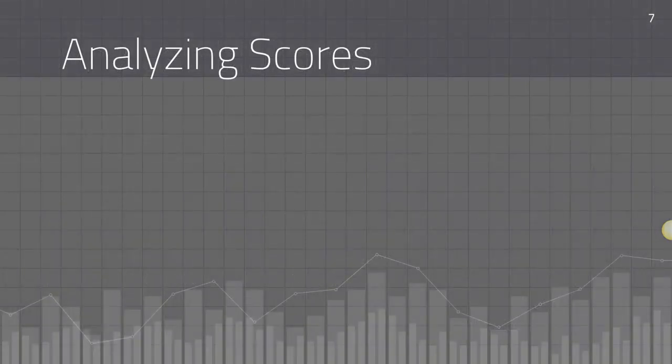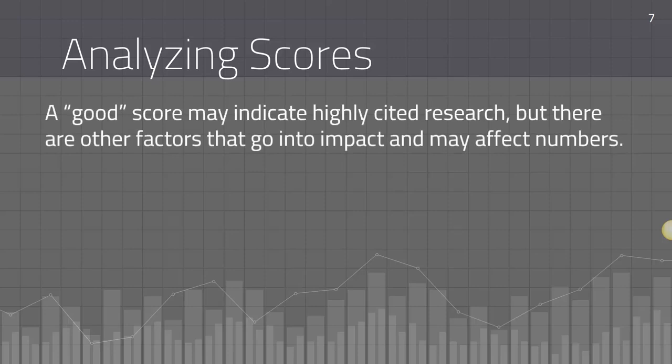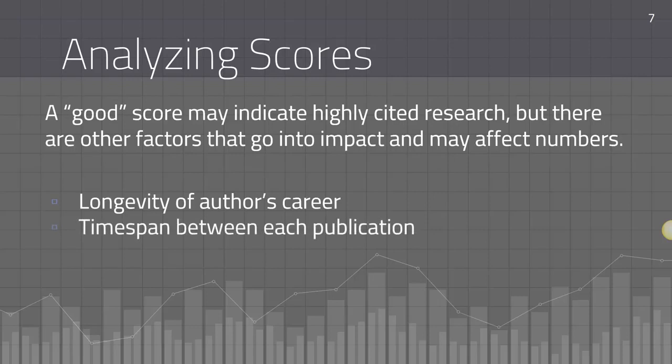Bibliometrics measure impact and productivity. It is important to measure widely as there are various ways to measure impact. When looking at scores, think about all the other factors that may influence that number. The longevity of an author's career, the time span between each publication, the source of a publication, and the author's field. Authors with longer career spans and more publications will usually have higher scores, but this does not necessarily mean the author's research is the best.